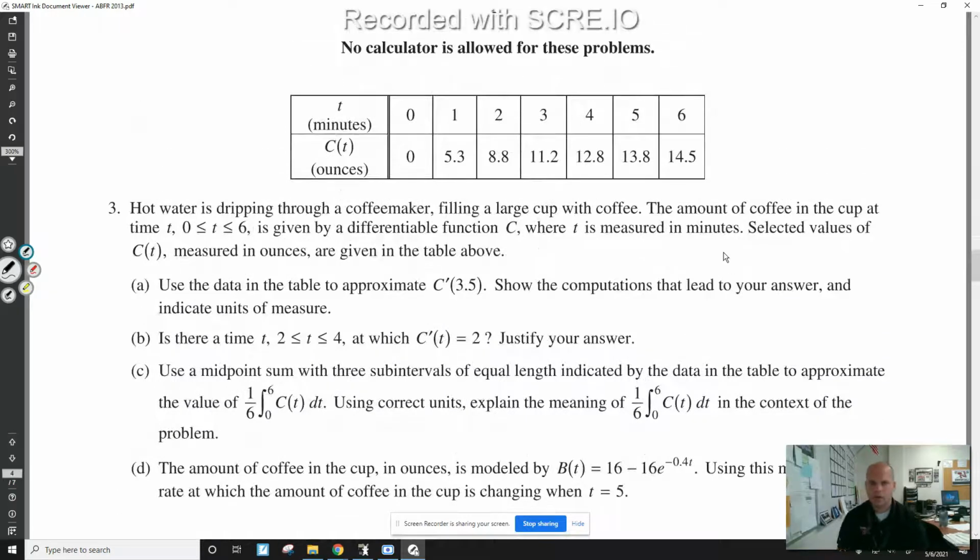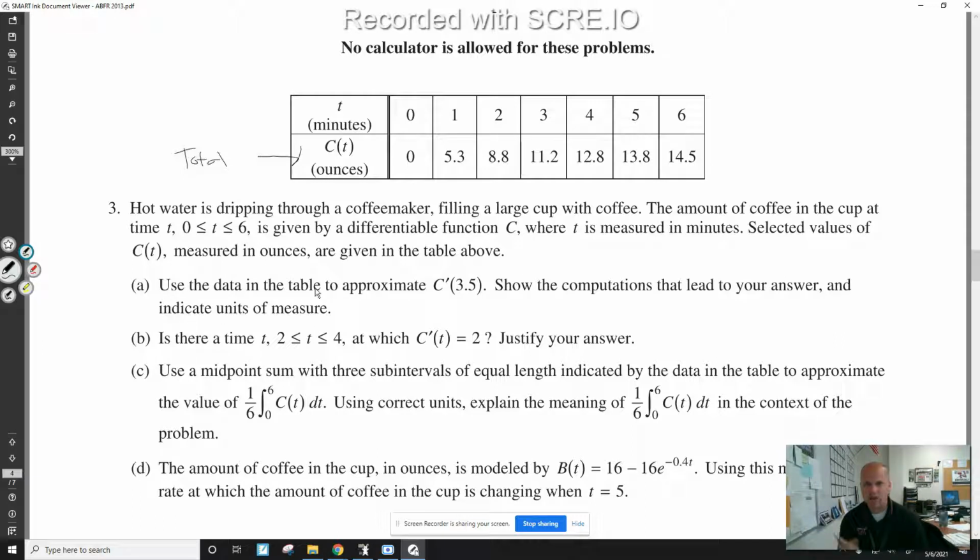All right. Hot water is dripping through the coffee maker. The amount of coffee in the cup is given by C. C is a total. It's not a derivative. It is how much we have. Not a derivative. This is f of x, not f prime of x. This is x, not v. Use the data to approximate C prime of 3.